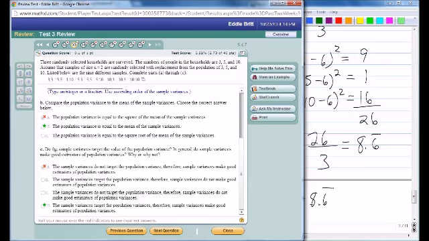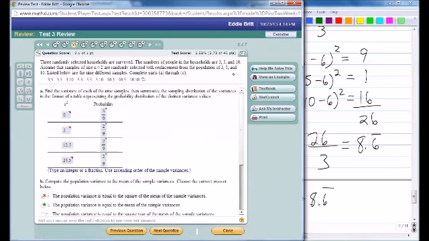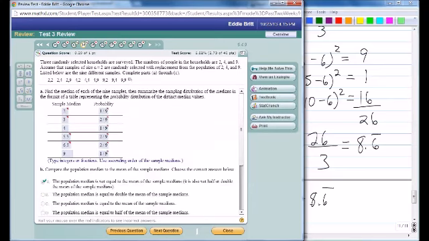So what does that mean, though? It says, do sample variances target the value of population variances? In general, do sample variances make good estimators of population variances? Why or why not? The sample variances target the population variances. They do because they're equal. Therefore, sample variances make good estimators of population variances. So, not just for this set of data, but for any set of data, variances make good estimators. They're called unbiased estimators. That one definitely took the longest.